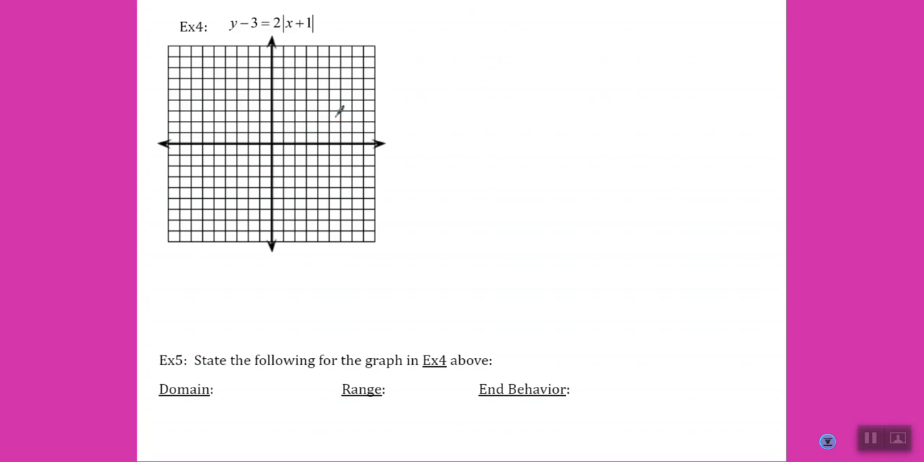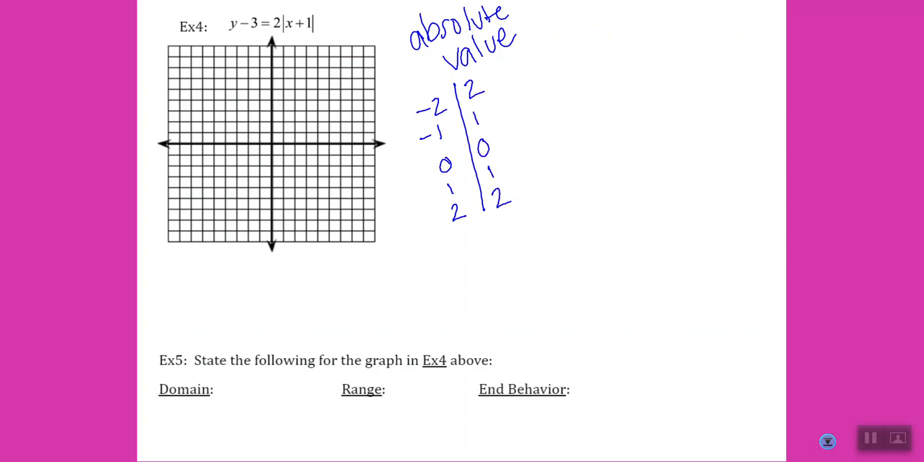And our final, there's two parts to it basically, but our final example. We're going to use this graph to answer example 5. So because I see the lines, I know this is an absolute value, which has the pattern -2, -1, 0, 1, 2, and y's 2, 1, 0, 1, 2. I'm going to find A, H, and K.